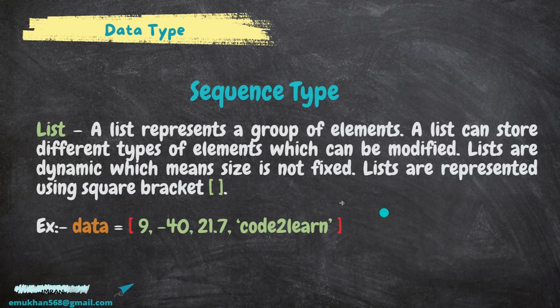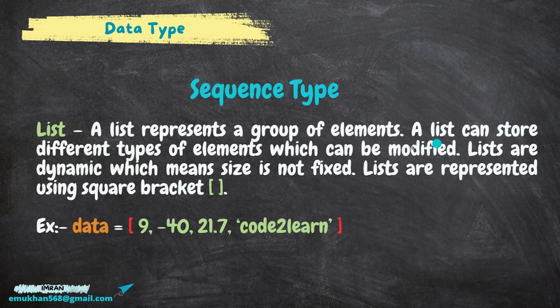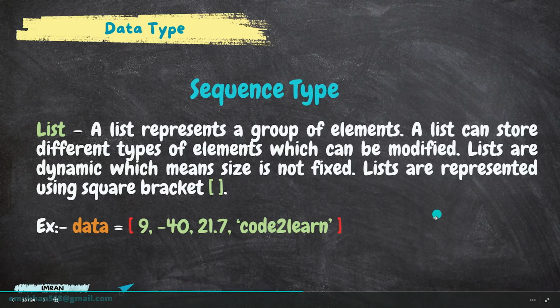Okay, here a list represents a group of elements. Here is a group of elements. It can be string, float, integer, complex. It depends. A list can store different types of elements which can be modified. Lists are dynamic, which means size is not fixed. Lists are represented using square brackets. So when you are trying to have a list, you have to use square brackets.